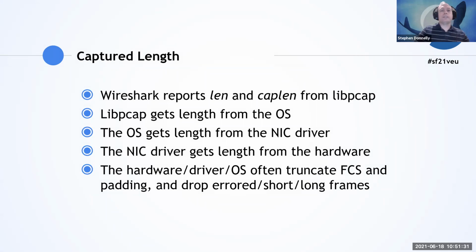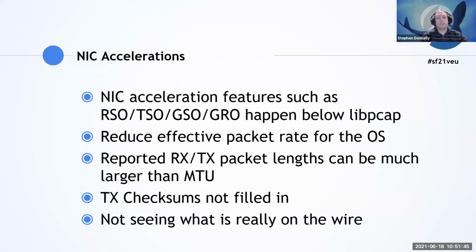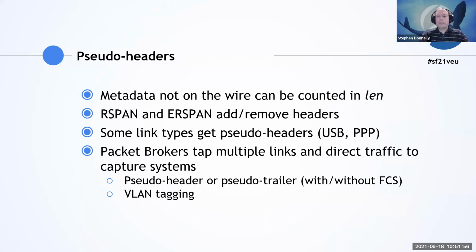So these slides are just a quick recap of the things that we discovered while looking through a few different trace files. So I won't go over them in detail too much. We talked about how Wireshark displays the packet length. We talked a bit about some of the network card accelerations and why they are there. We talked about pseudo headers, so packet brokers can add pseudo headers or trailers. Sometimes Wireshark has dissectors for them. Sometimes they're automatic. Sometimes they have to be turned on manually. So it really helps to know what the context is of the packet traces that you're looking at.